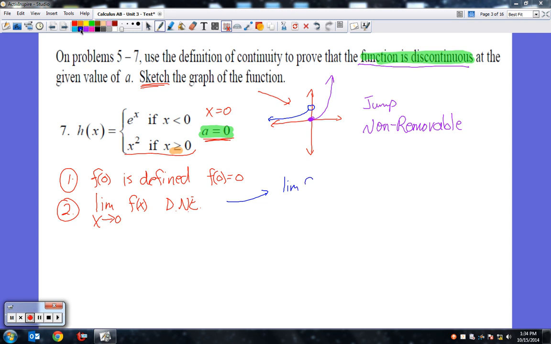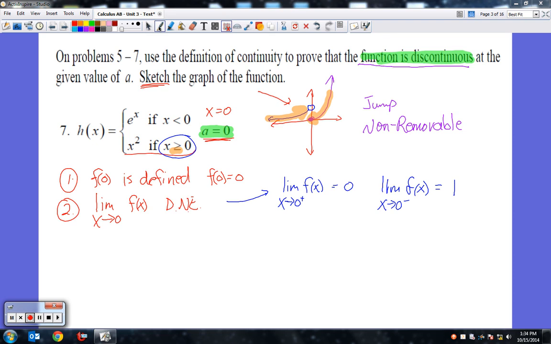So the limit of f of x as x is approaching 0 from the right, based on this piecewise function, is equal to 0. Okay, we know it exists, we know it will equal 0. It's basically showing that it's continuous from the right. Let's do the left-sided limit, this one coming from the left. We're going to say that the limit of f of x as x is approaching 0 from the left is going to be equal to 1.